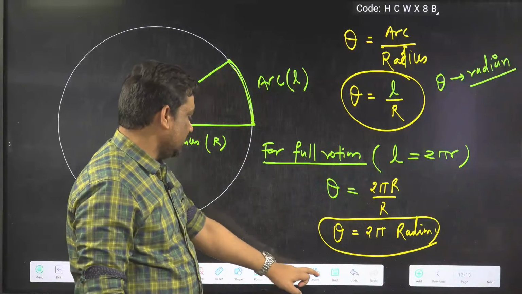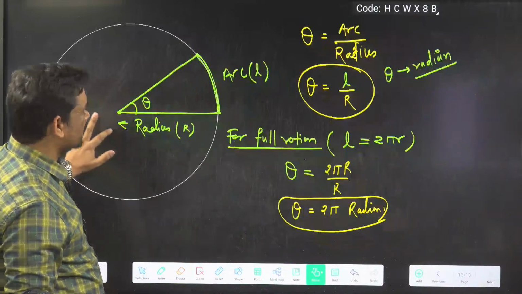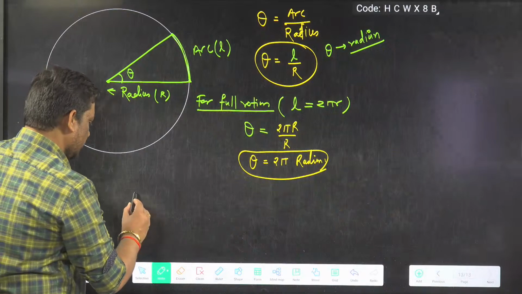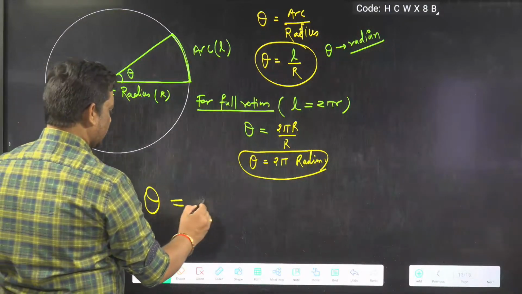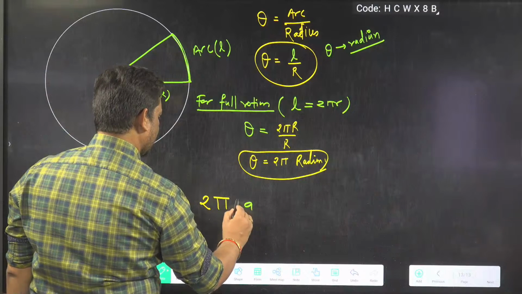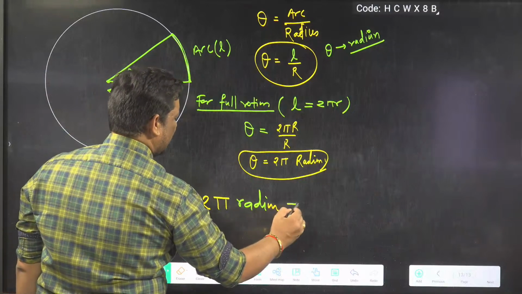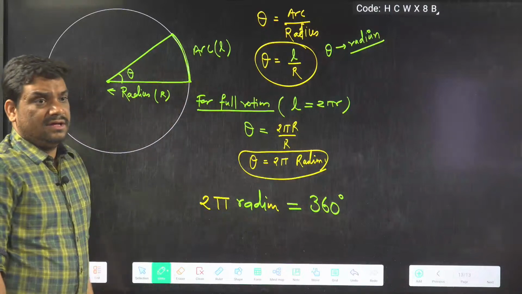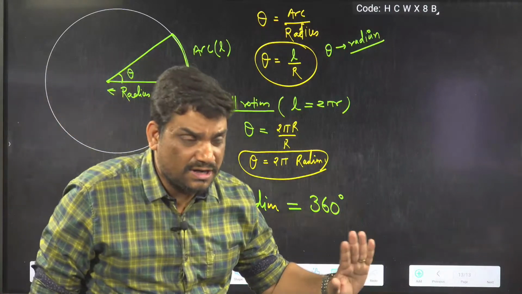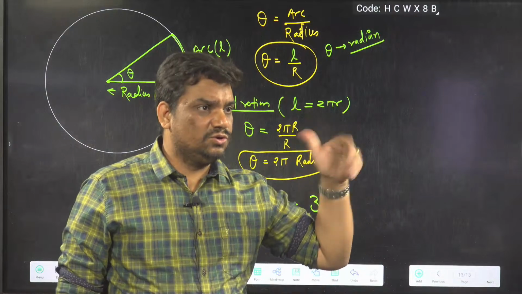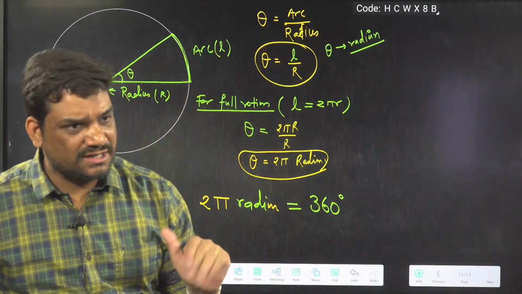So can I write this thing? I will zoom out a little bit, and then I will write that theta equals 2 pi radian. I can directly write also that 2 pi radian is actually equivalent to what? 360 degree. 2 pi radian is equivalent to how much? 360 degree. Is 2 pi angle equivalent to 360 degree? Yes.